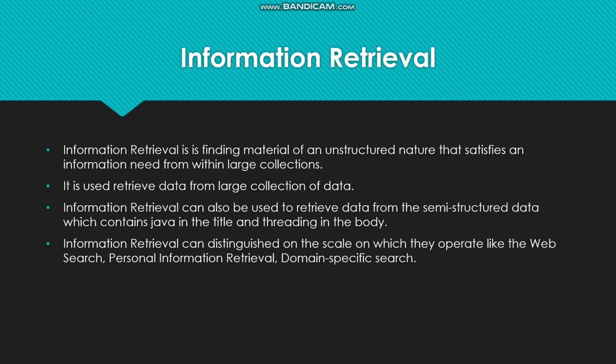First, I'm going to talk about information retrieval. Information retrieval is finding material of an unstructured nature that satisfies an information need from within large collections, and it is used to retrieve data from a large collection of data. Information retrieval can also be used to retrieve data from semi-structured data which contains Java in the title and threading in the body. Information retrieval is distinguished on a scale on which it operates, like web search, personal information retrieval, and domain-specific search.